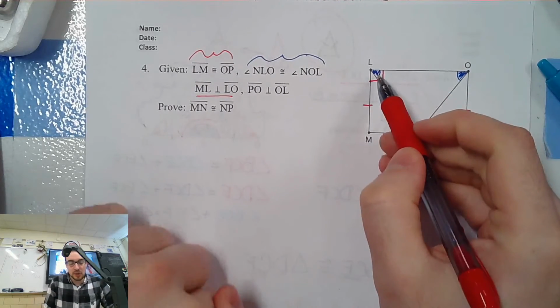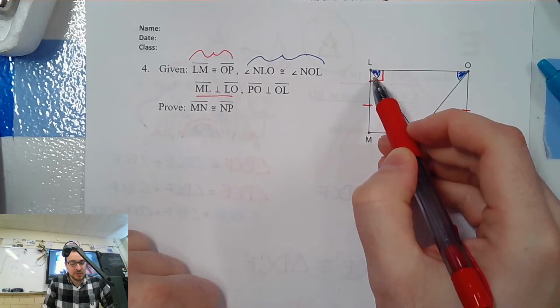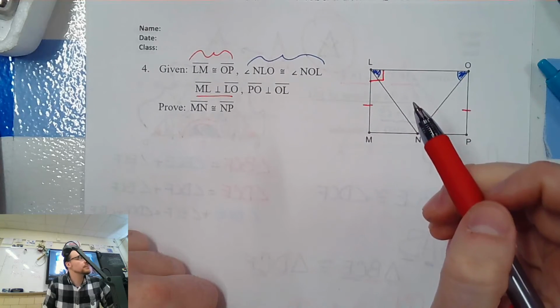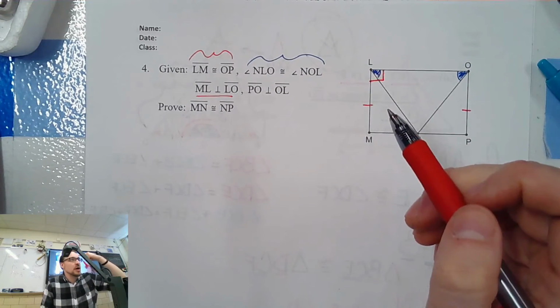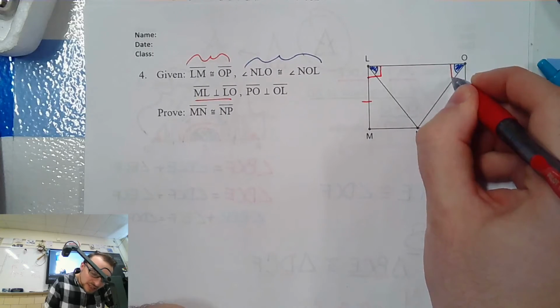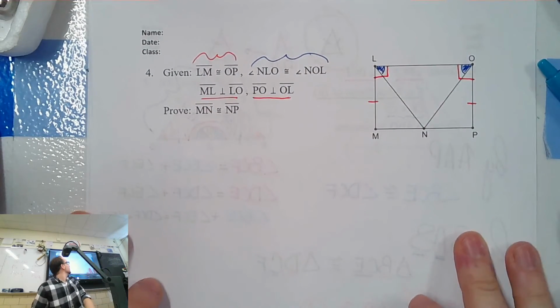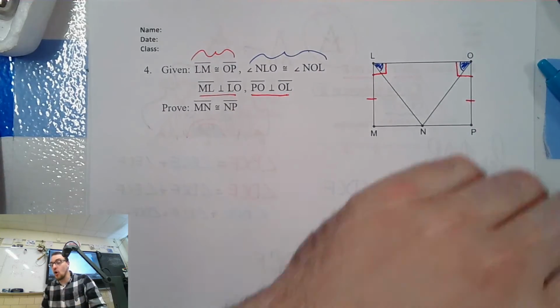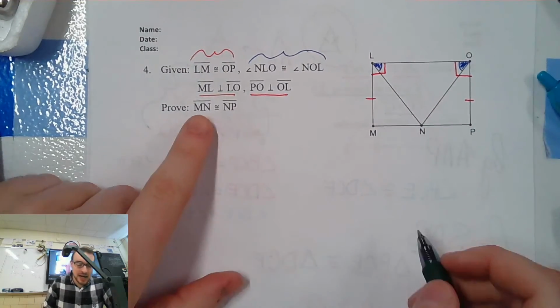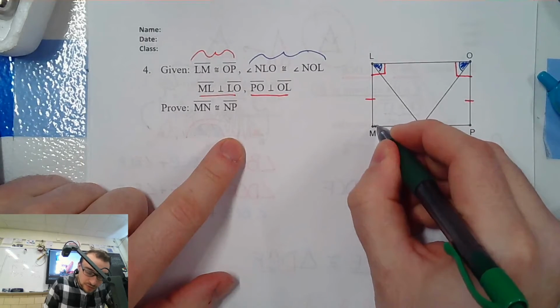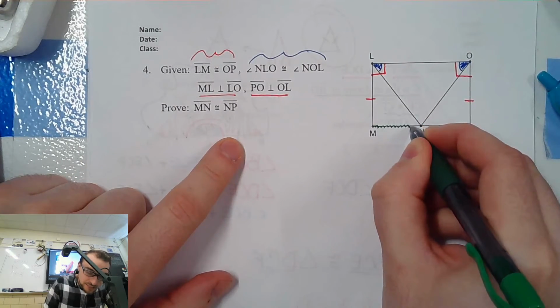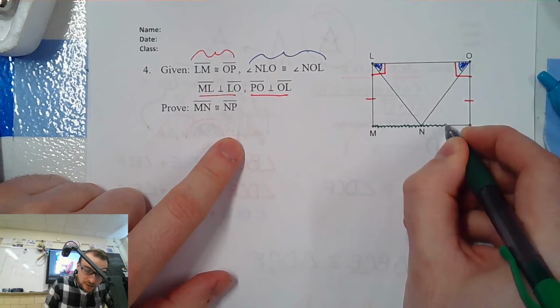That just means that that blue angle is less than 90, and it's going to add up with this other one to make 90, right? That might be something to think about. Same thing here. Now, our goal is to prove that MN and NP are the same. So we're trying to prove that these two are the same. Again, I'm not saying they are the same. I'm saying that's my goal. Okay?